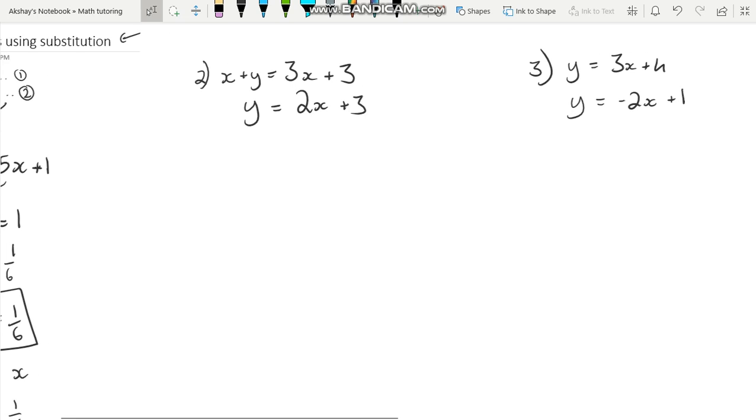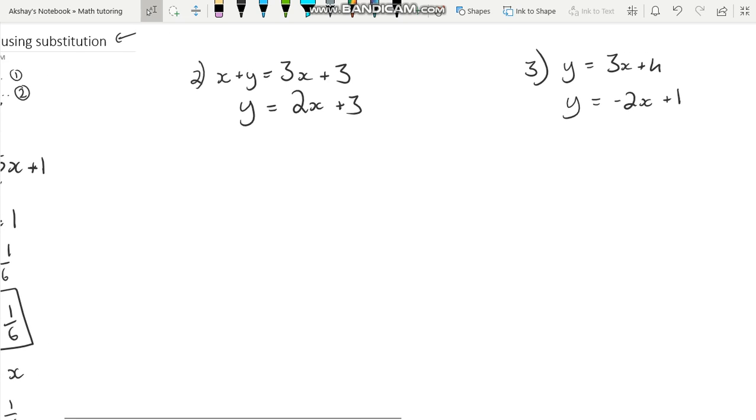Okay, so my second problem is a little more complicated. It says x plus y is equal to 3x plus 3 and y is equal to 2x plus 3. They want us to find the point of intersection using the method of substitution. So the first thing we would do is we know y is equal to 2x plus 3.